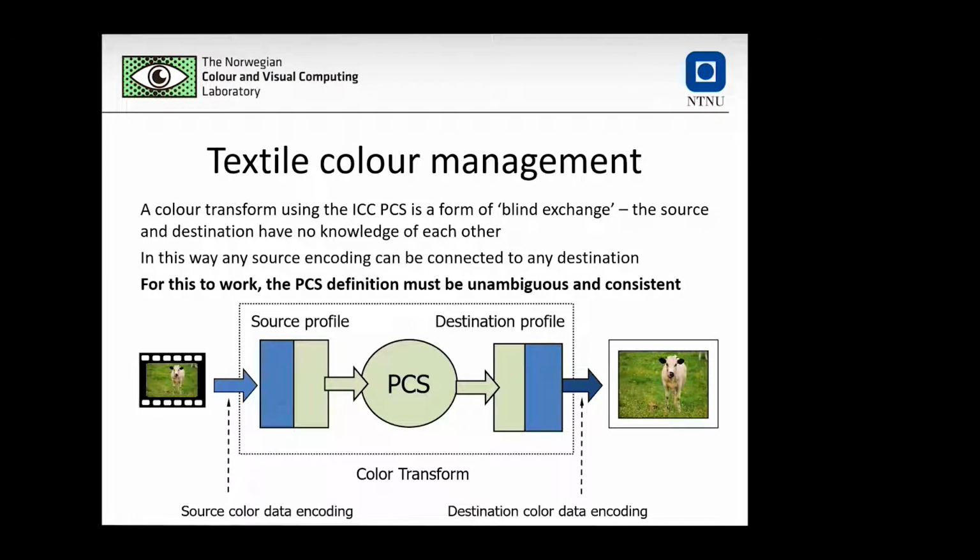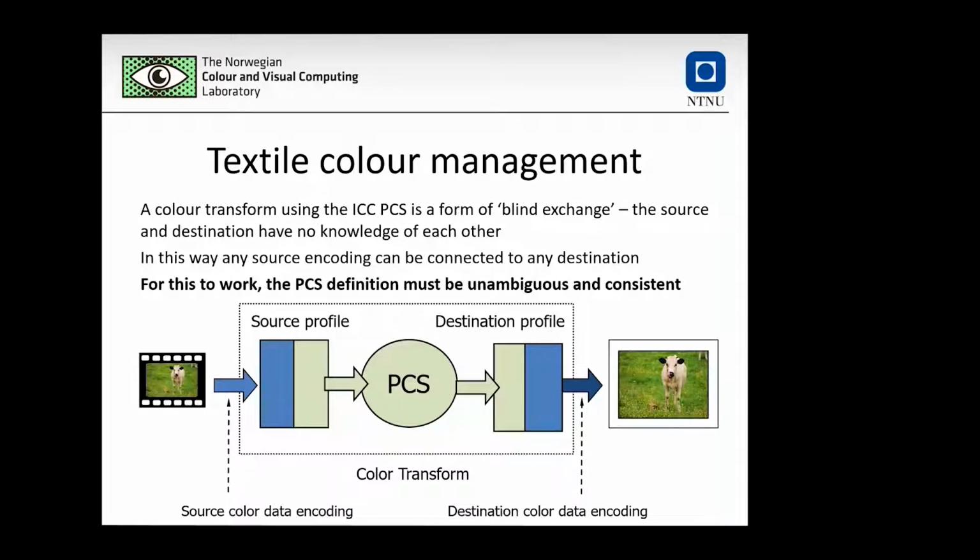So this transform is a kind of blind exchange, because the source profile is made independently of the destination. So if the source is, for example, your display, of course your display profile doesn't know what printers you're going to use, so it can't do an end-to-end transform. So it just converts into the PCS.